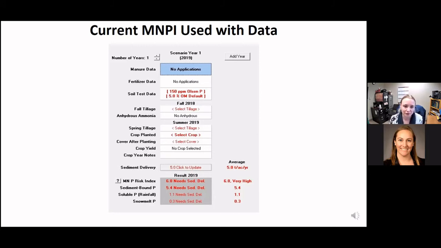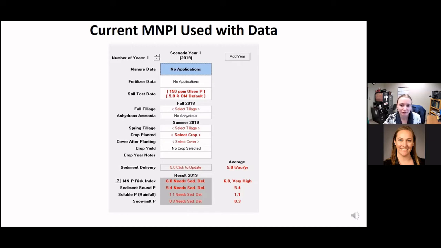There at the bottom, you get calculated your average MinP risk index, as well as the category that it's in. You get average sediment delivery, and then those 3 pathways like I talked about for each crop year that you enter, as well as the average at the very end. So this is how it works, and it is a surface-based model, as we've seen.